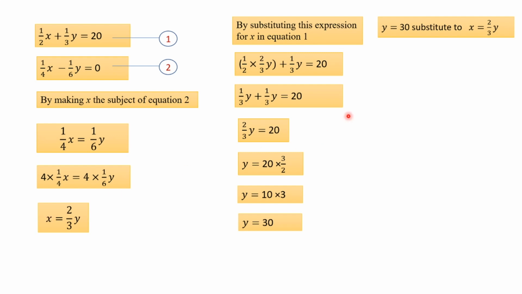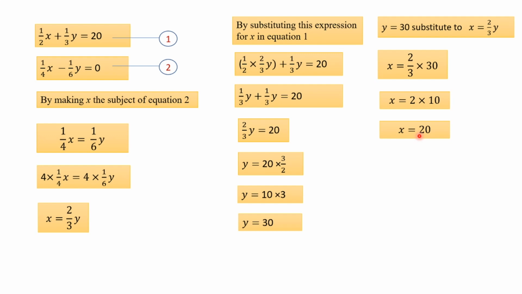Okay, now I put y equal to 30, and substitute into x equal to 2 over 3y. So what happened here? x equals 2 over 3 into 30. So I can cancel out 3 with 30. Then it comes x equals 2 into 10. The final answer is x equals 20. Okay, now I have done a grade 9 type problem, a grade 10 type problem, and a grade 11 type problem.